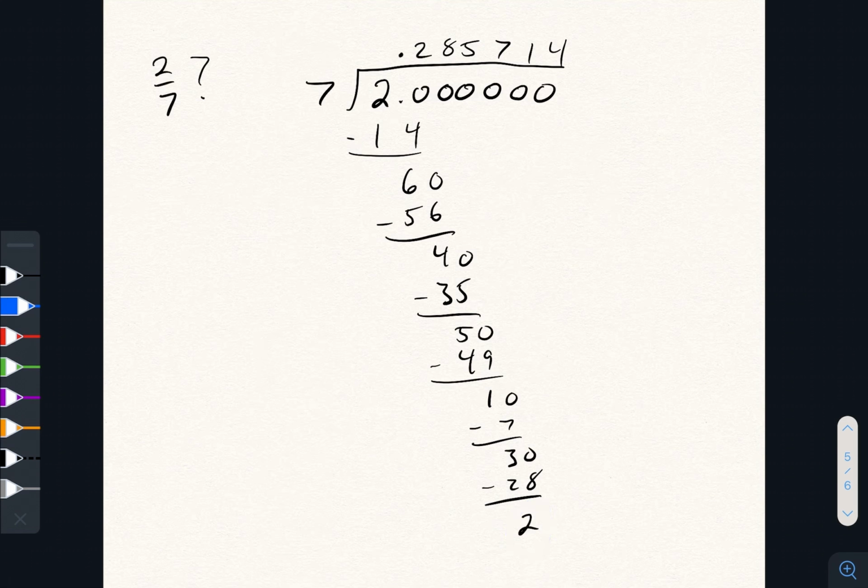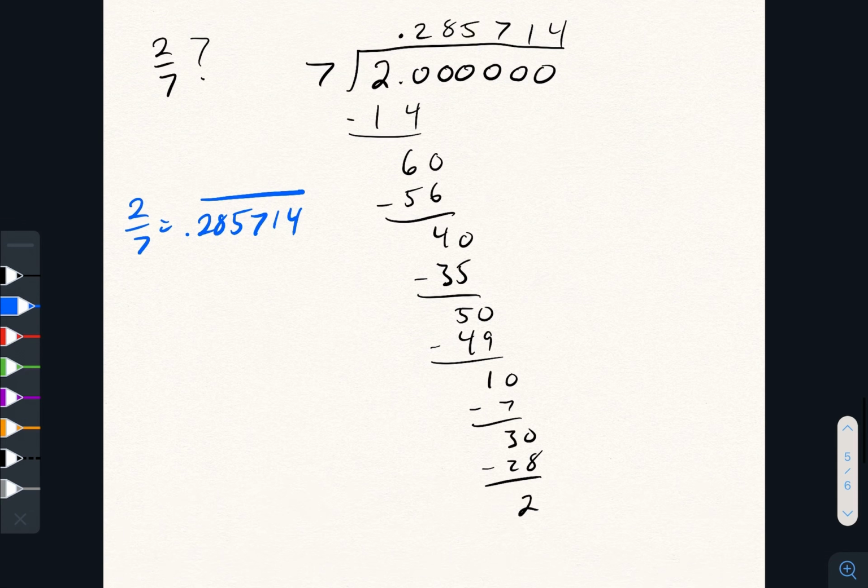And so if you were to repeat this process, the next remainder that you would get would be a 6, and the next remainder you would get would be a 4, and then a 5, and then a 1, and a 3, and then a 2 again. And you would just get these same quotients up here. And so 2/7 is equal to 0.285714, all repeating. So it's a little bit longer, but it still works.